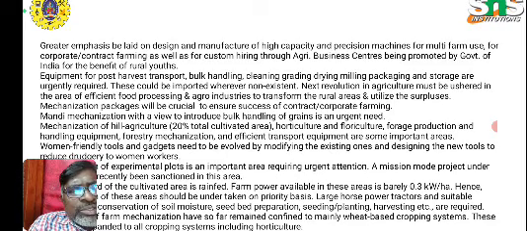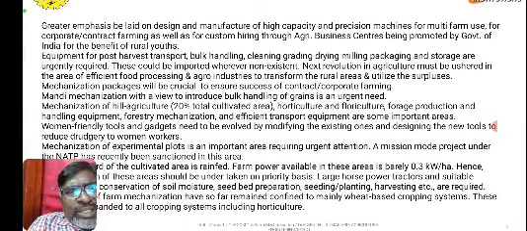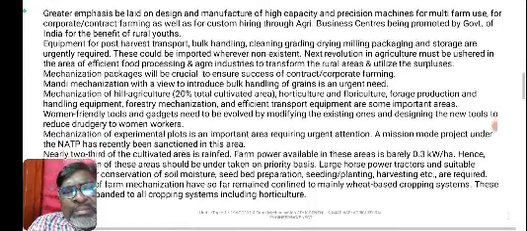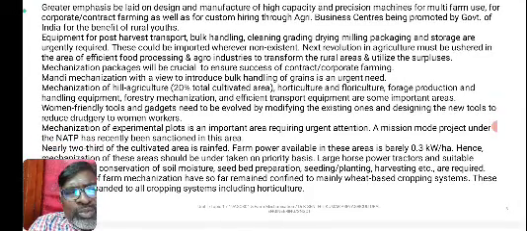The next revolution in agriculture must be in the areas of efficient food processing and agro industries to transform the rural areas and utilize these supplies. Mechanization packages will be crucial to ensure the success of contract as well as corporate farming. Mandi mechanization with a view to introduce bulk handling of grains is an urgent need. So these are the areas that we have to take into consideration.